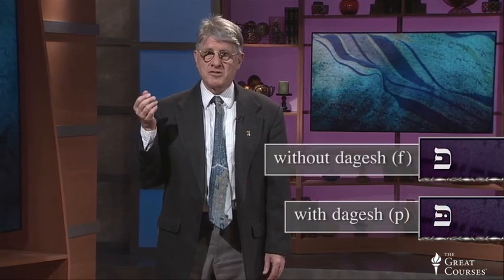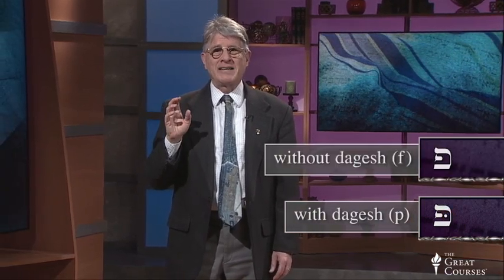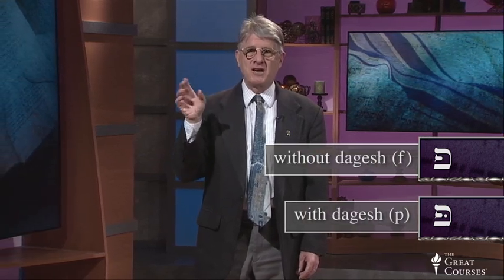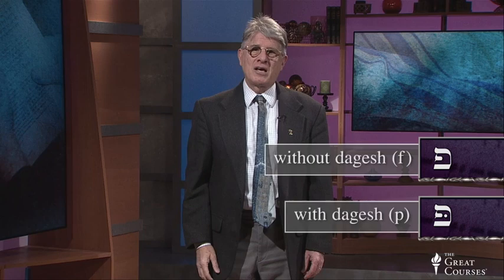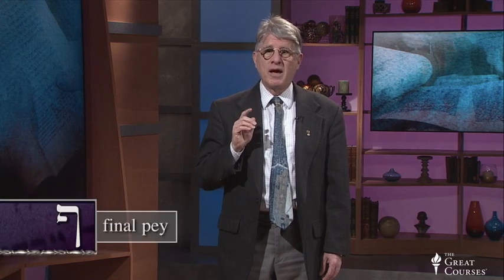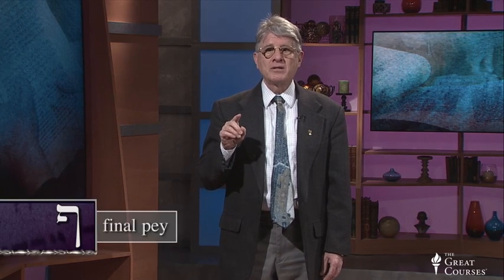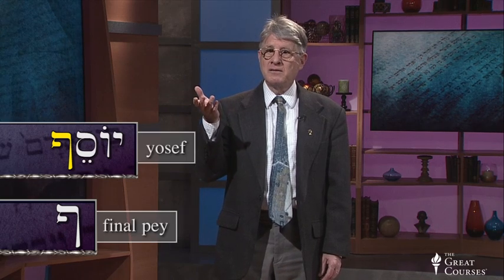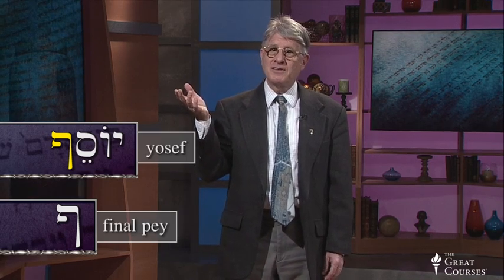Pei is our P sound when it has a dagesh, and F when it doesn't. That may seem a bit strange, but if you think about PH as in Philadelphia, it will probably seem a lot less strange. This is also letter number 4 that has a different form when it occurs at the end of a word. And you can remember that by learning the biblical name Yosef. Do you recognize it? Give it a minute's thought if you don't.